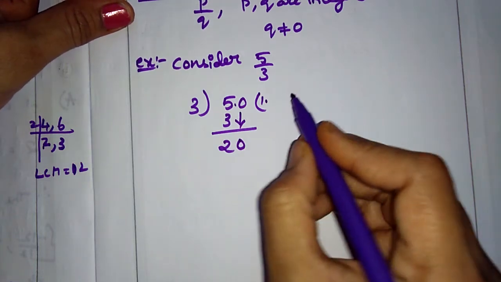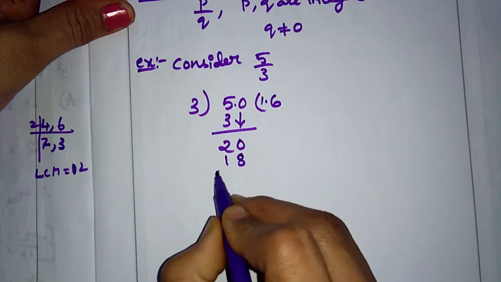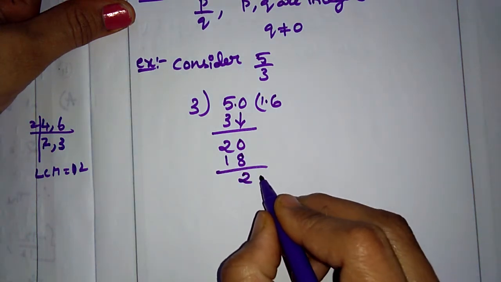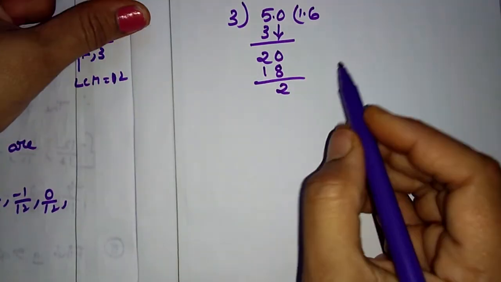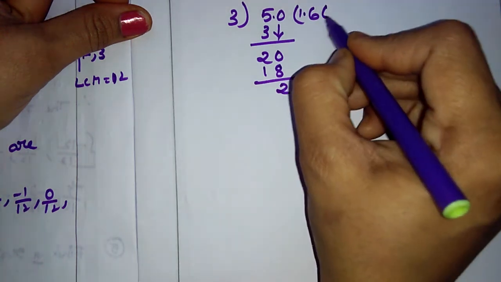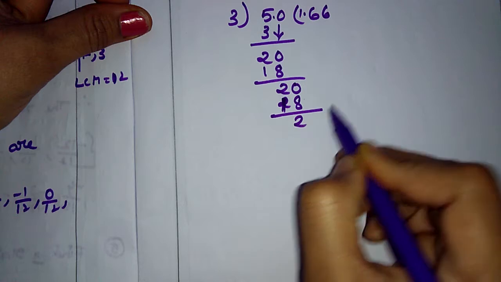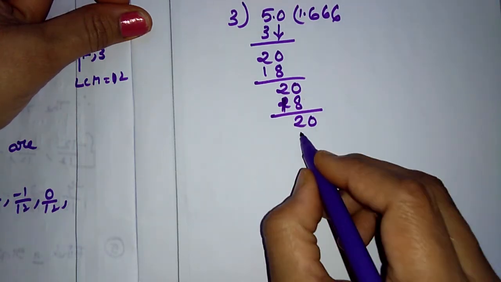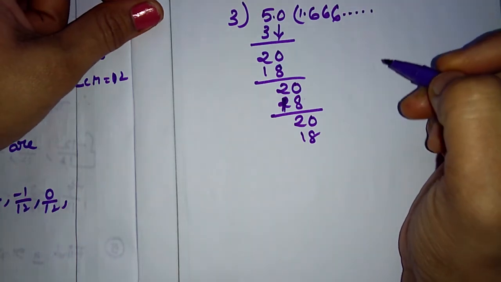Now how to do, children? 3 6s are 18. Again you got 2 here. What happens next? Here again you can take 0. Again 6. Again 2, again 6 is there, again 0. 18, like that. The 6 is repeating, children.